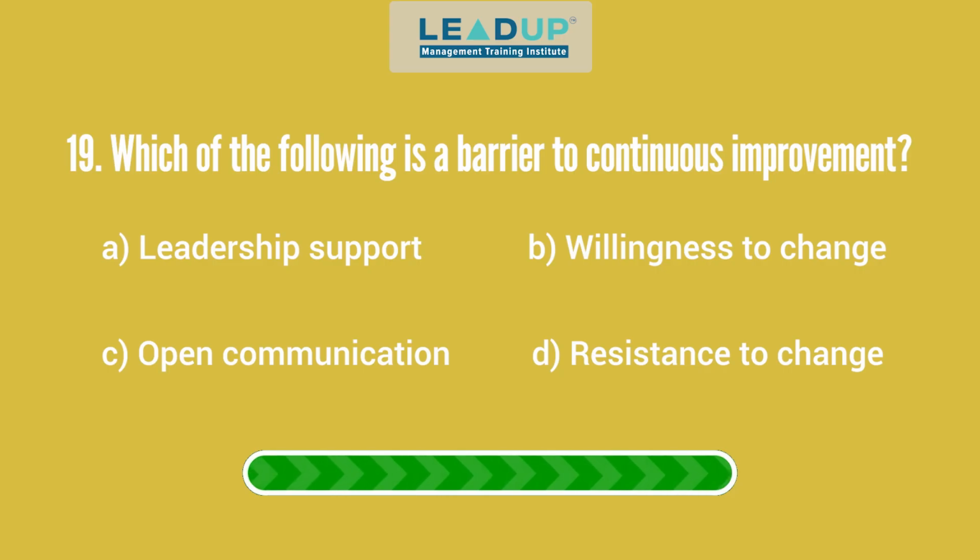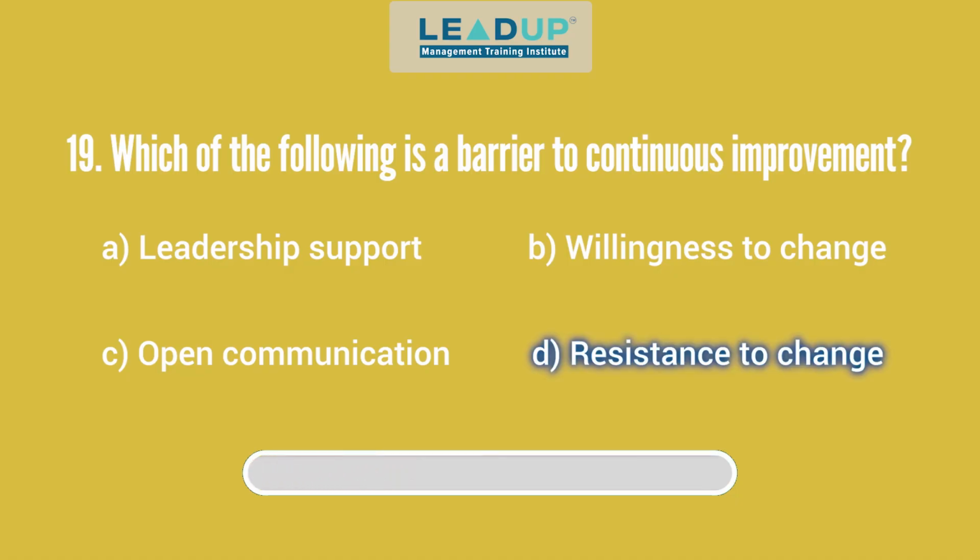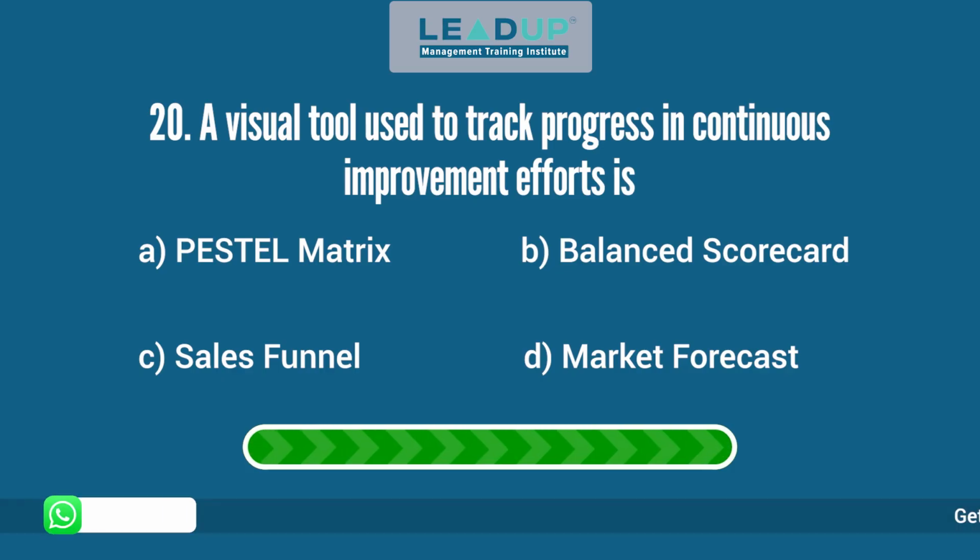Question 19. Which of the following is a barrier to continuous improvement? A. Leadership support, B. Willingness to change, C. Open communication, and D. Resistance to change. Answer: resistance to change.